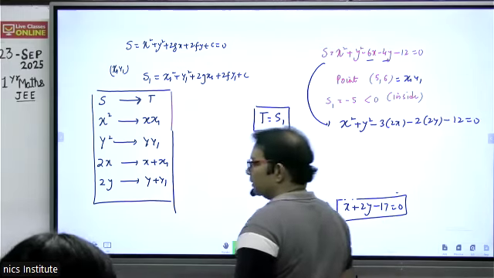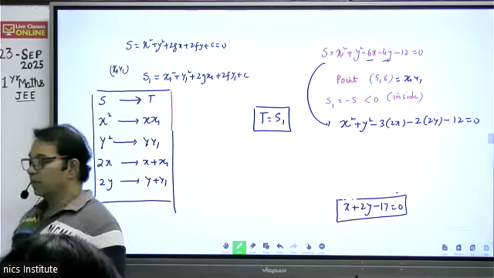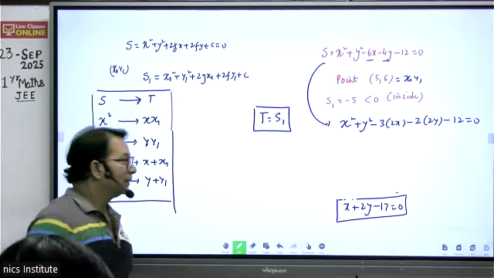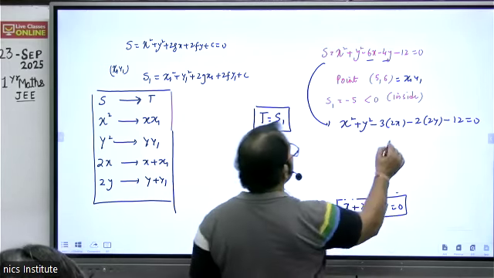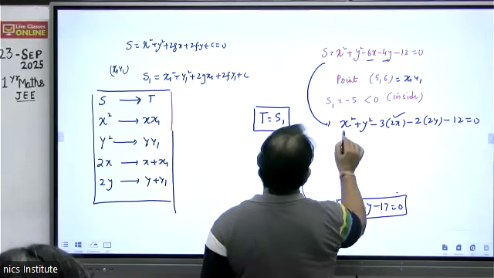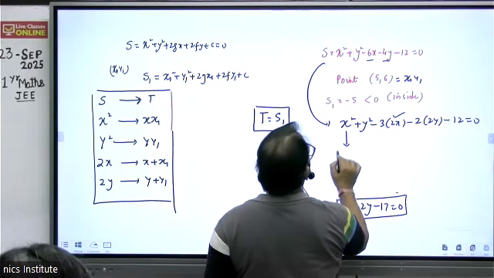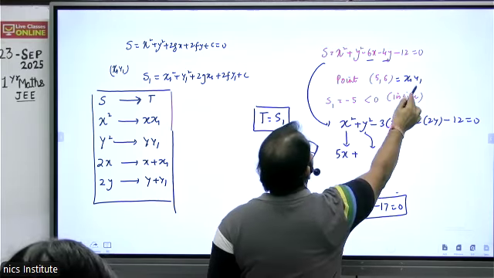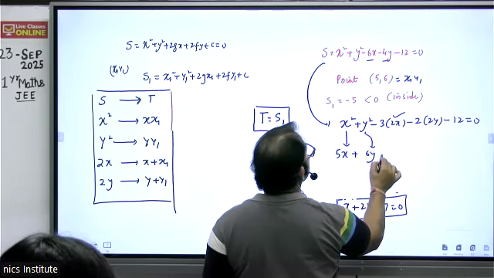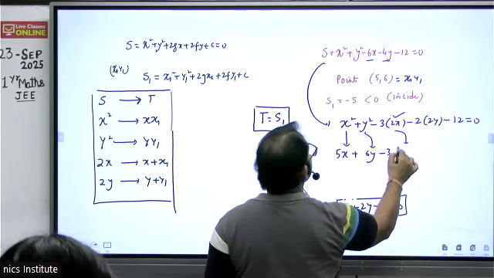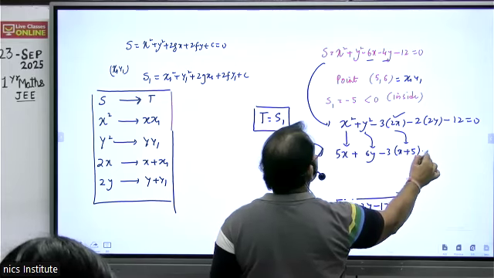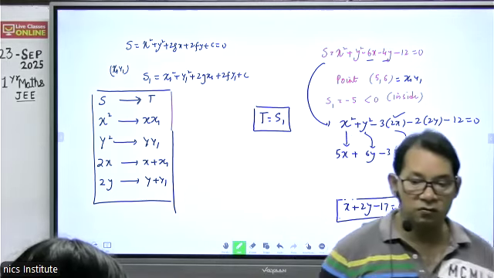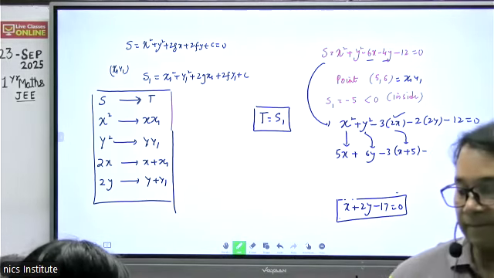अब ये अप्लाई करो. रिप्लेस x² बाय x x1. रिप्लेस x² बाय x into x1, 5x, प्लस रिप्लेस y² बाय y y1, that is 6y, रिप्लेस 2x बाय x plus x1, रिप्लेस 2y बाय y plus y1. फिर सॉल्व करो, देखो क्या आंसर आ रहा है.